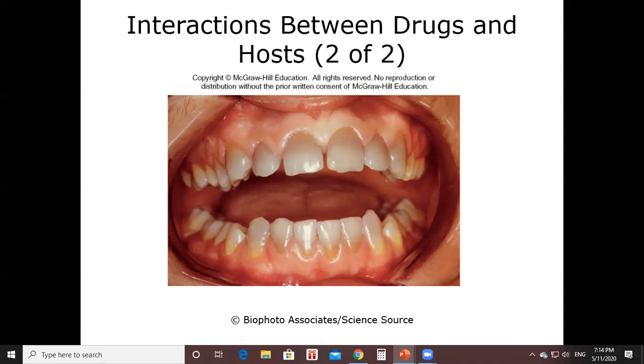Here are some of the interactions. This is the one that I showed you in the book, where it talks about tetracycline, where it could cause discoloration of the teeth and gum, if you had taken it when you were young.